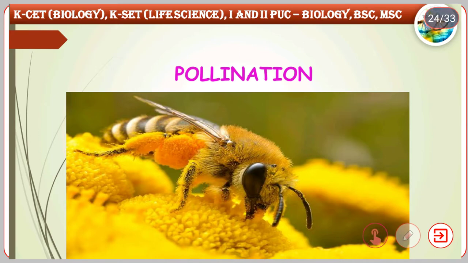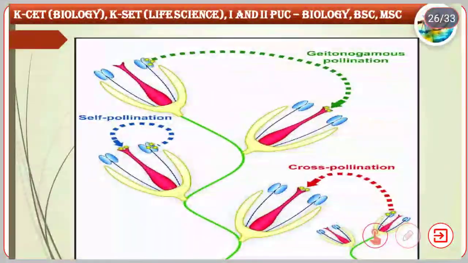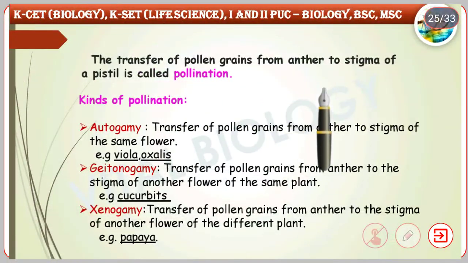First, let us see the definition of pollination. The transfer of pollen grains from the anther to the stigma of the pistil is called pollination. As you know, I have already mentioned and shown you the pistil, pollen grain, anther, stigma, everything. The stigma and pistil are the female reproductive parts of the flower.